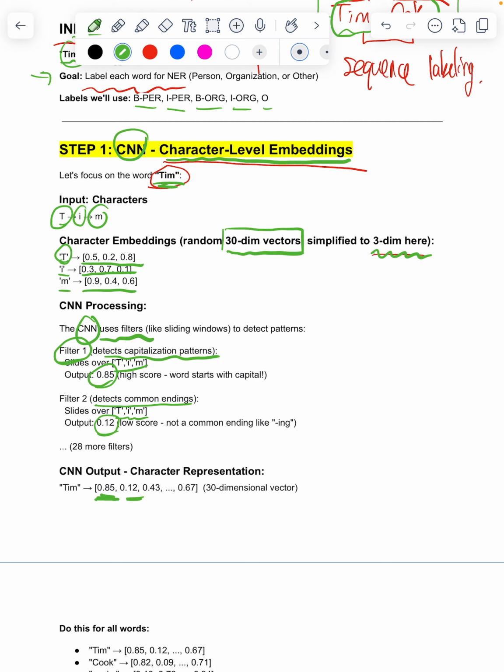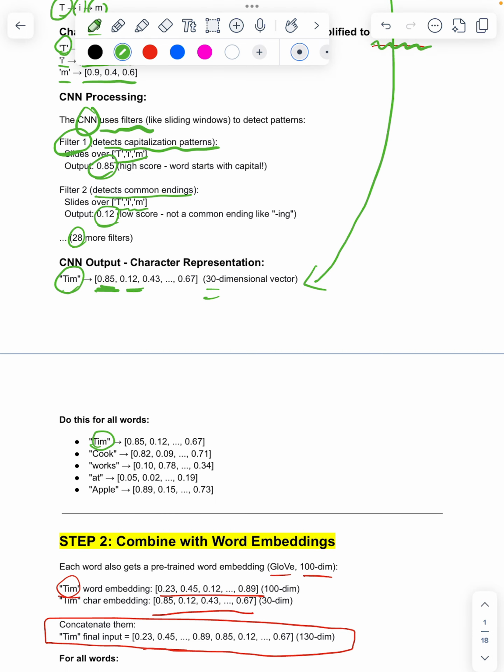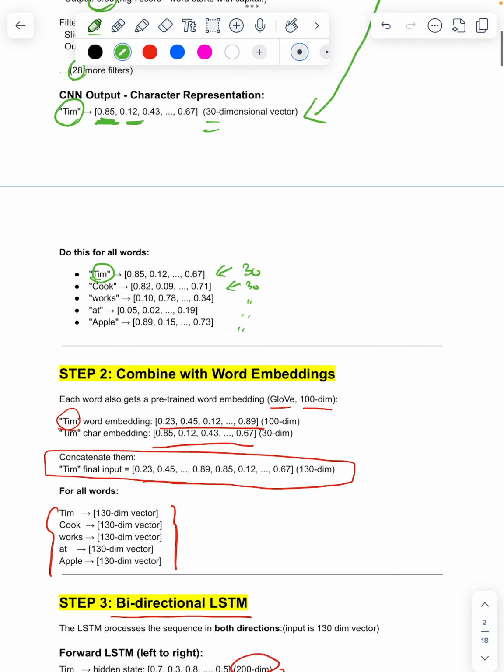Then they would have 28 more filters, so in total you would have 30 dimensions. So for the first layer, the character-level embeddings would be generated this way. We would have a 30-dimensional vector, and we do this for all words: Tim would have 30, Cook would have 30, works also, at, Apple.